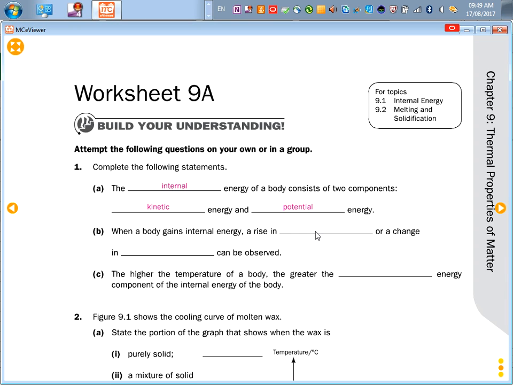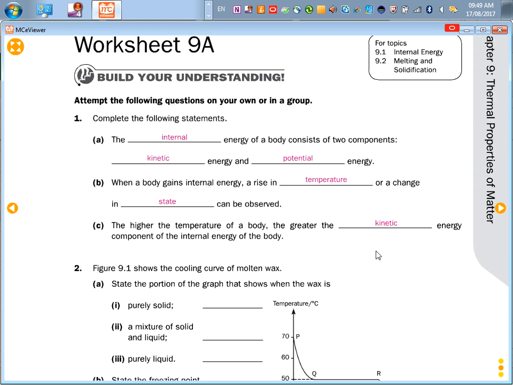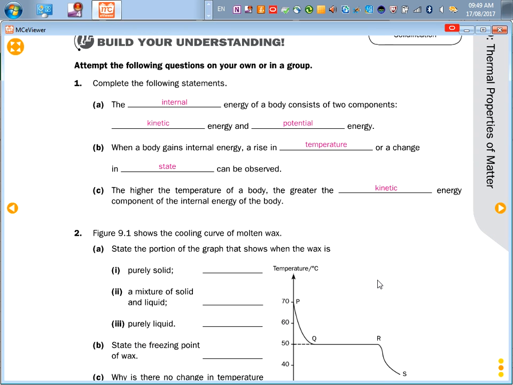Internal energy, a rise in temperature, or a change in state can be observed. So as I mentioned, the rise in temperature is related to the rise in kinetic energy. The change in state is related to the rise in potential energy. They are corresponding, don't mix them up. So the higher the temperature of a body, the greater the kinetic energy. Any questions for one?